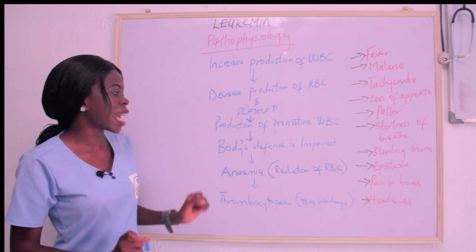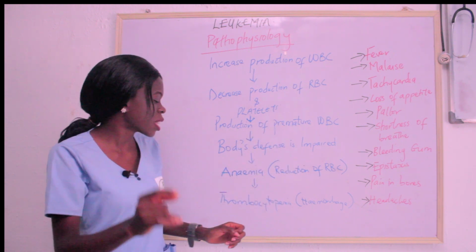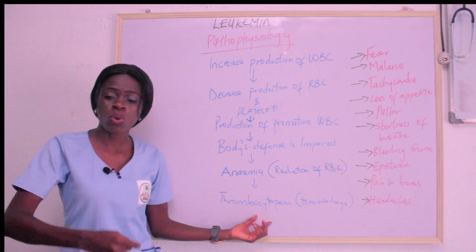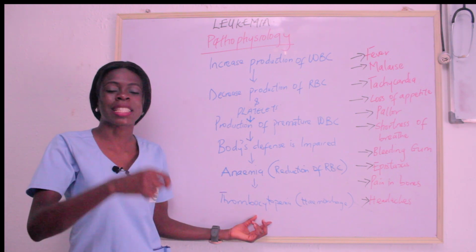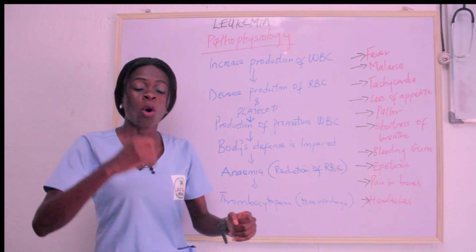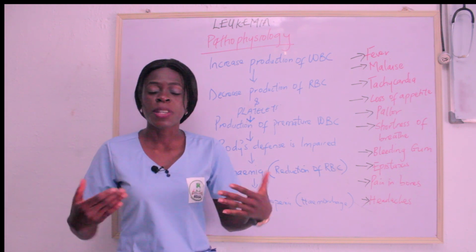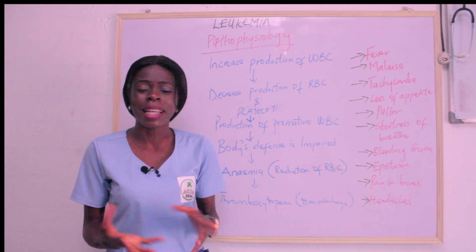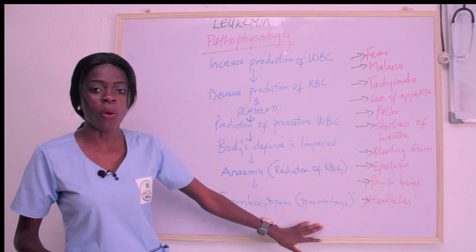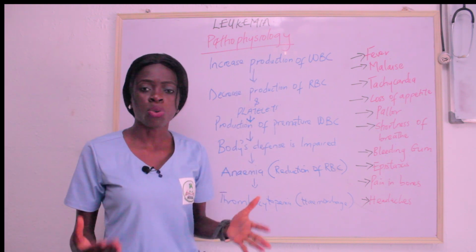And because of that same production of immature or premature white blood cells, there's going to be thrombocytopenia, which is reduced platelets or thrombocytes in the body. And when there's reduced platelets in the body, there's going to be hemorrhage. Any small thing you see this patient bleeding profusely. So these are the major things that take place during leukemia.